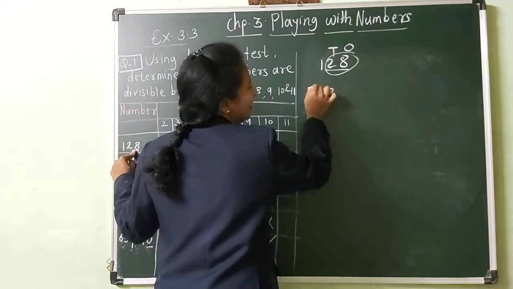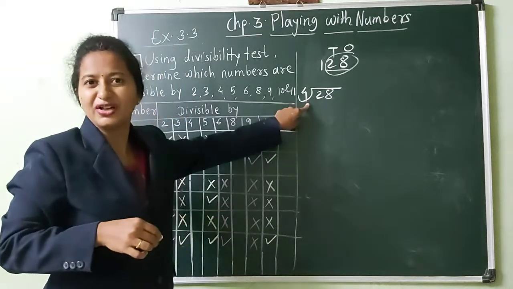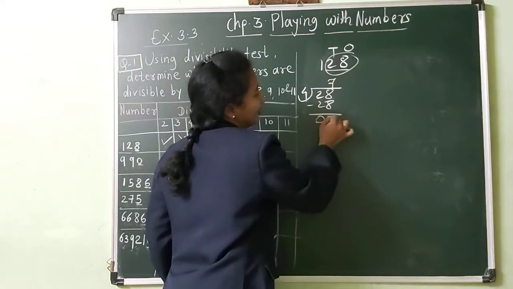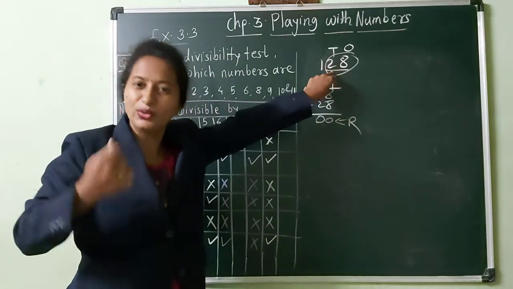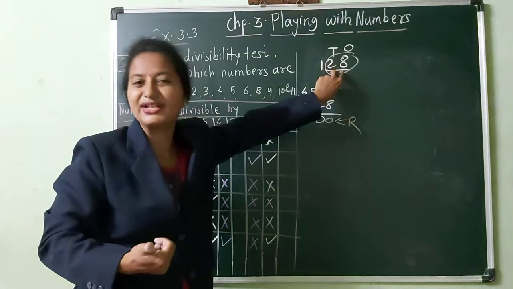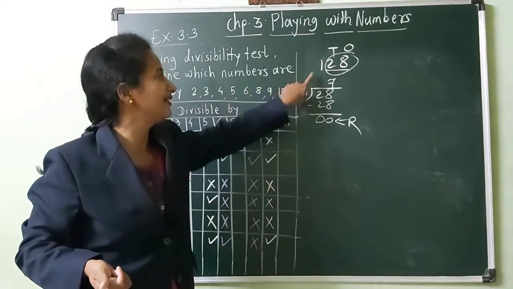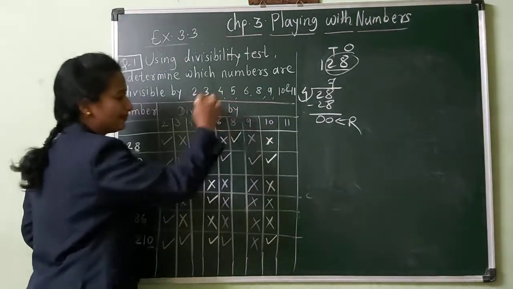Now check, 28, is it divisible by 4? 4 6s are 24, 4 7s are 28. So here you got remainder as a 0, means you have to focus on last two digits. If these last two digits are completely divisible by 4, then that given number is divisible by 4. So 128 is divisible by 4.